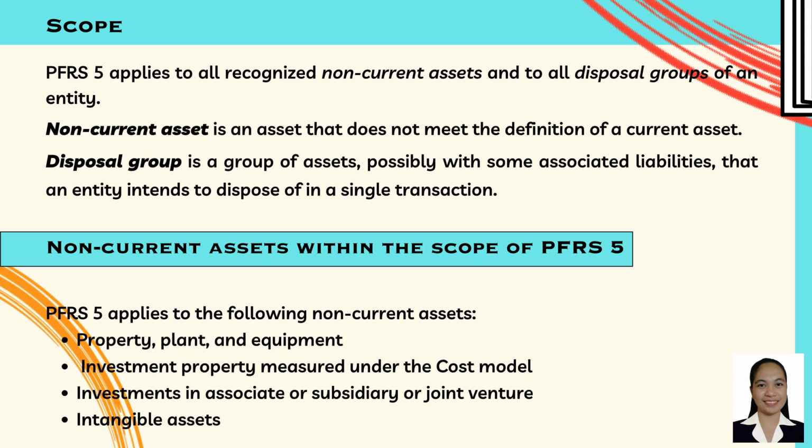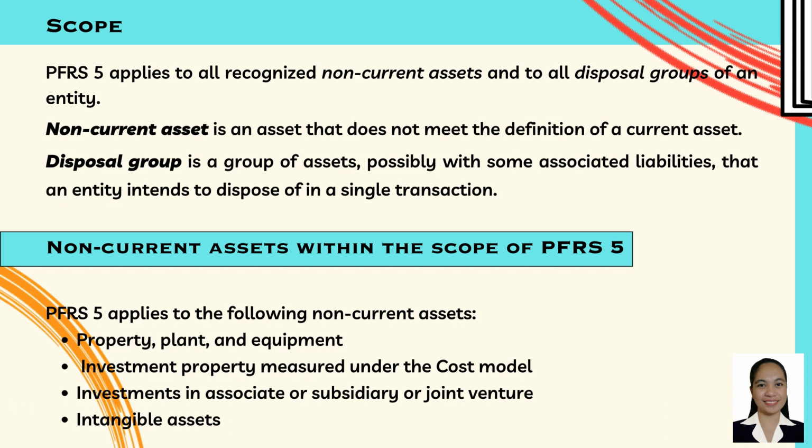So, di ba ang current asset is any asset which can reasonably be expected to be sold, consumed, or exhausted through the normal operations ng isang business within the current fiscal year or the operating cycle or financial year. While yung disposal group naman, it is a group of assets that possibly with some associated liabilities that an entity intends to dispose of in a single transaction. So, non-current assets within the scope of PFRS 5. So, ano nga ba yung mga current assets na nakapaloob lang sa PFRS 5.